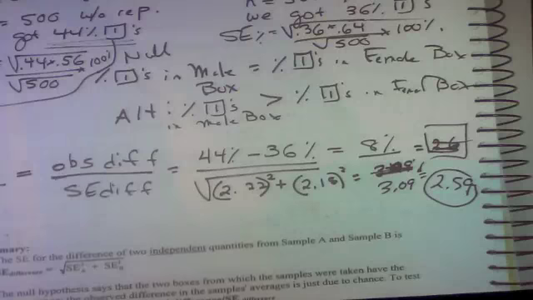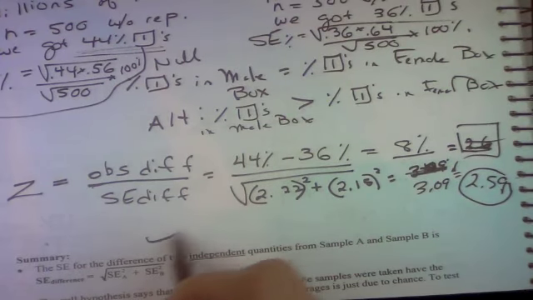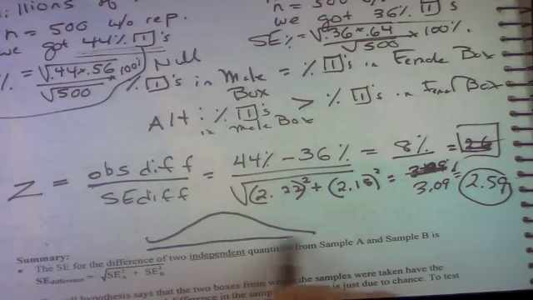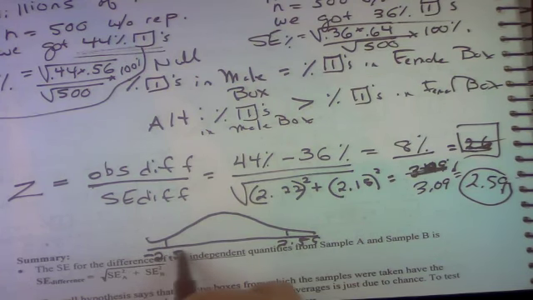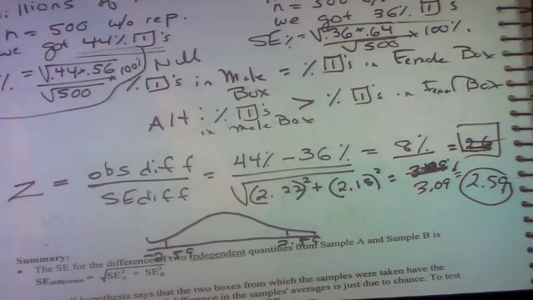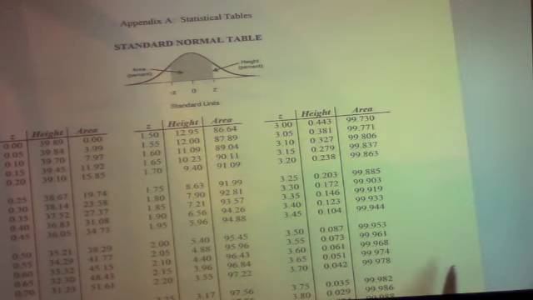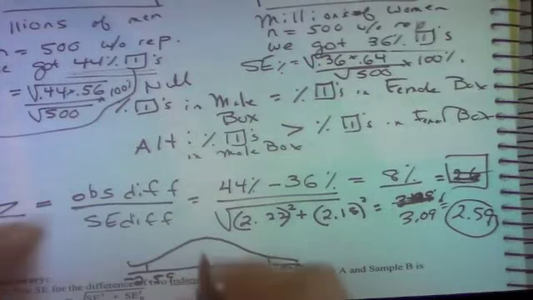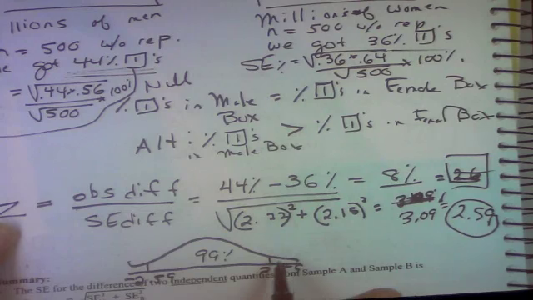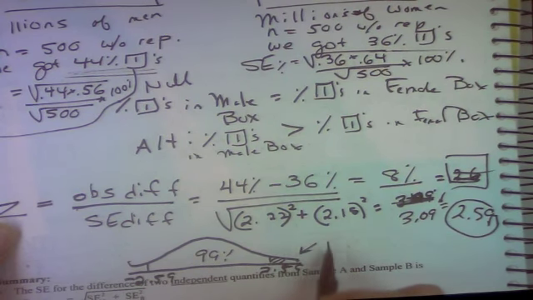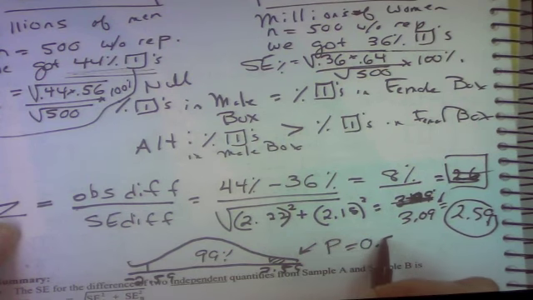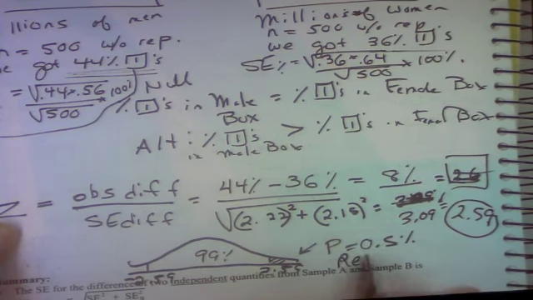2.59. So what does that tell us? Between 2.59 and negative 2.59 is what? It's way out on the charts. It's 2.59 negative, let's say 2.6, where are we? What is that? That's 99%. So this right here is probability 0.5, a half a percent. Reject null and conclude what?